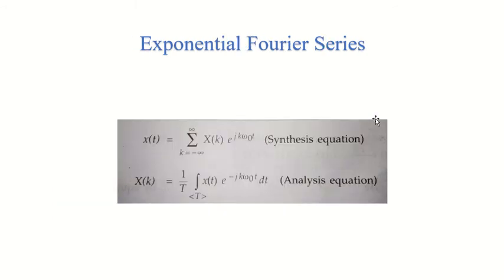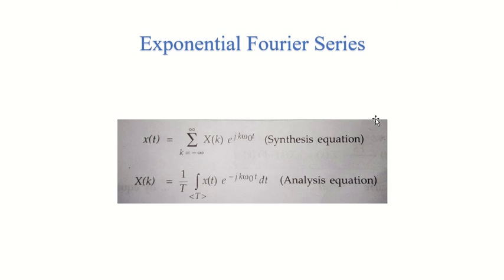The third type is the exponential Fourier series. It holds a simple formula. Earlier we had two or three Fourier coefficients, but here we have only one Fourier coefficient. The formula: x of t is equal to the summation of k equals minus infinity to infinity of x of k e raised to j k omega 0 t. The only Fourier coefficient is x of k, and its formula is x of k equals 1 by T integration over the time period of x of t e raised to minus j k omega 0 t into dt.